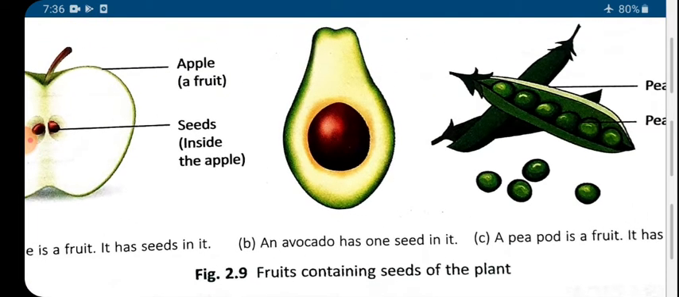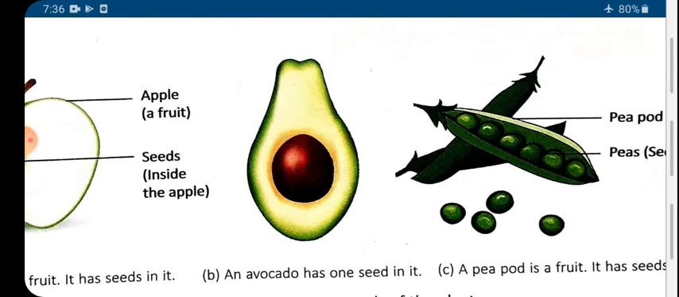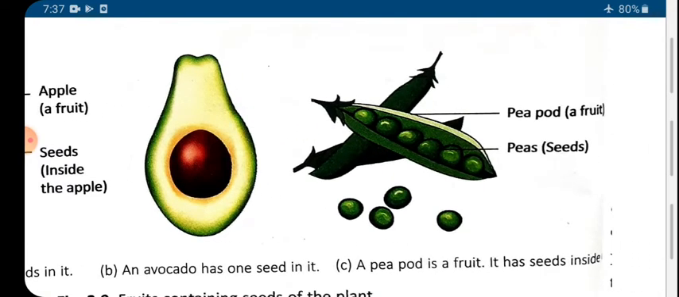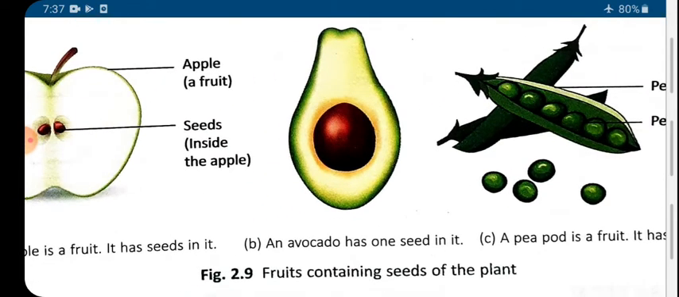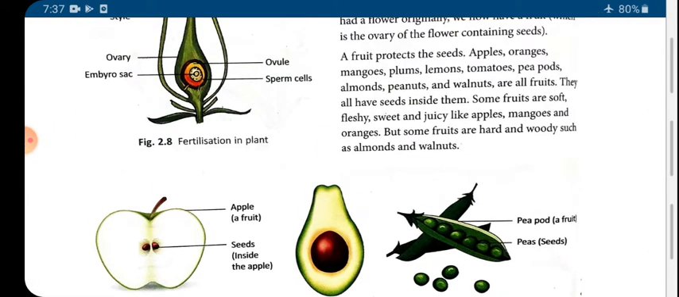Similarly here, an avocado has one seed in it. It has only one seed, and this outer part is the ovary. Similarly here, a pea pod is a fruit. It has seeds inside, you can see. Pea pod is the fruit and pea are the seeds. So fruits contain the seeds of the plant. This is the diagram of it.